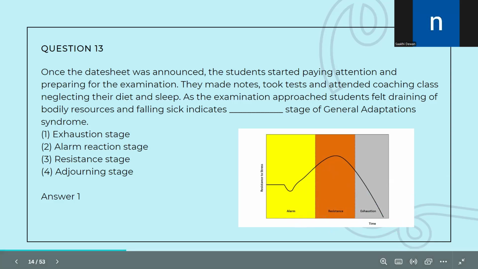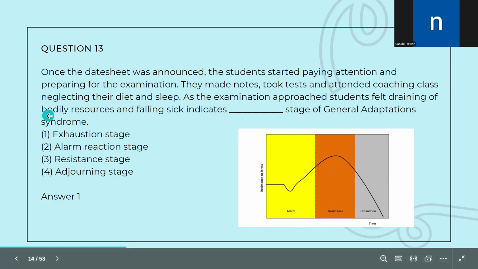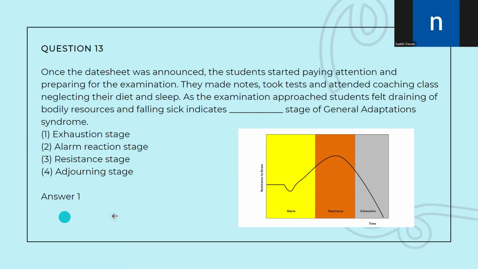So in this, they started paying attention once the date sheet was announced, and as a result, they continuously took tests, attended coaching classes, but they skipped their diet and sleep, and therefore felt drained of their bodily resources as well as felt sick. So this can be counted under the exhaustion stage. What happens in exhaustion stage is that continued exposure to the same stressor or additional stressors drains the body of its resources. The physiological systems involved in alarm reaction and resistance become ineffective and susceptibility to stress-related diseases becomes higher. So I hope the answer of this question is clear. The answer will be option number one, exhaustion stage.